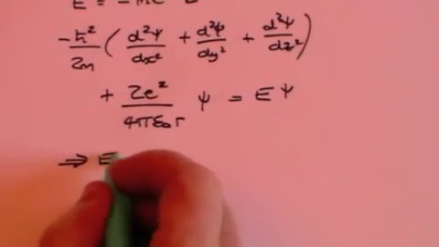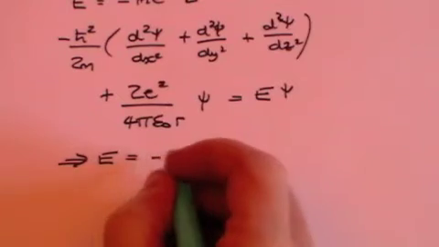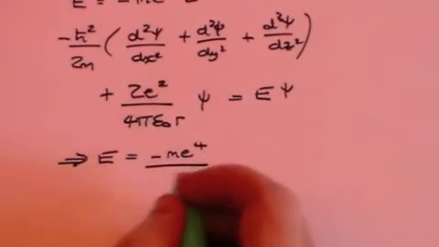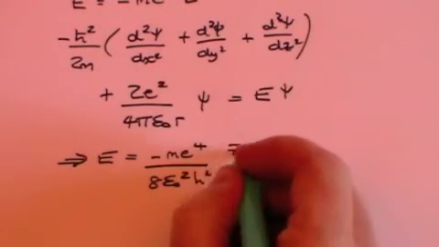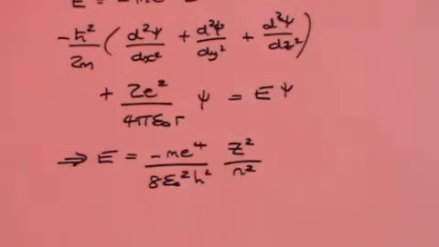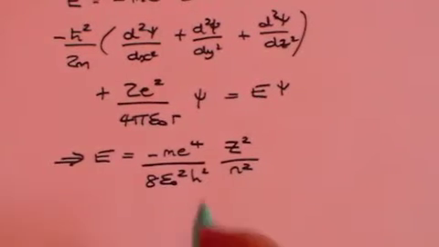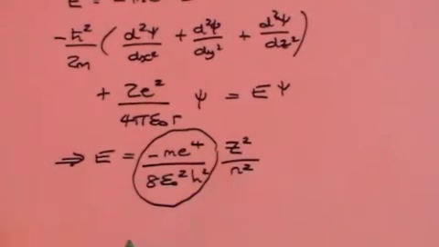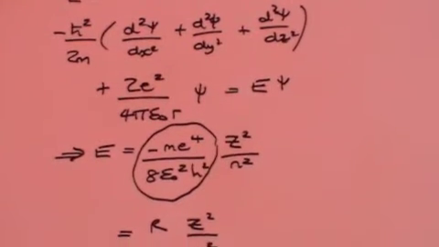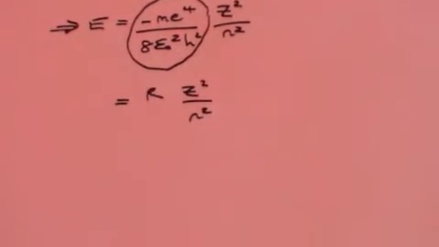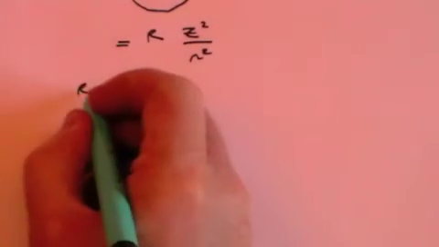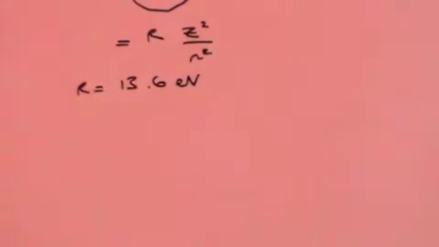And we ended up with a formula that said that E, energy, equals minus m e to the fourth over 8 epsilon naught squared h squared times Z squared over n squared. I pointed out that this term is just made up of constants and can be reduced to a single constant, the Rydberg constant. And so this becomes minus R times Z squared over n squared. The Rydberg constant has a value of 13.6 electron volts.